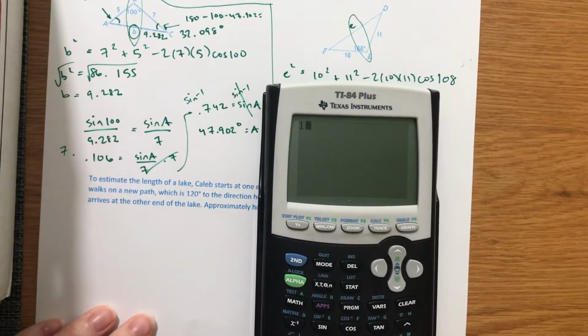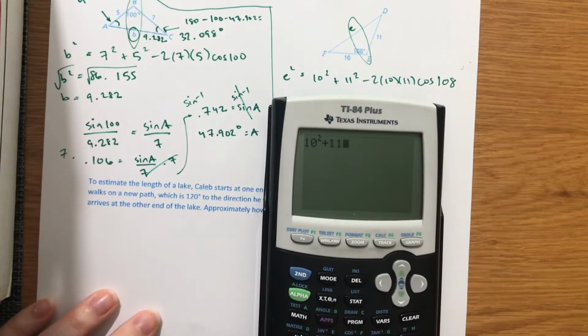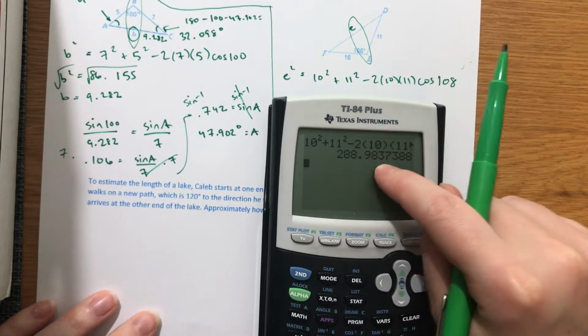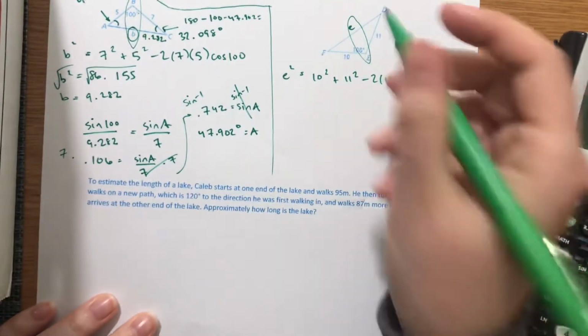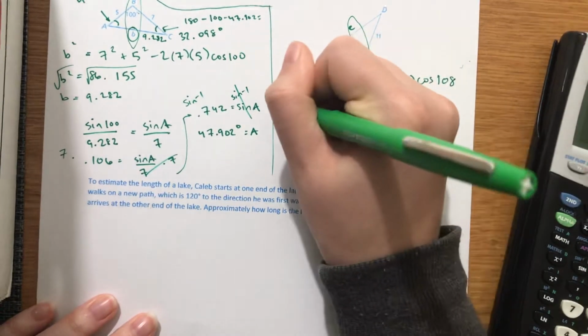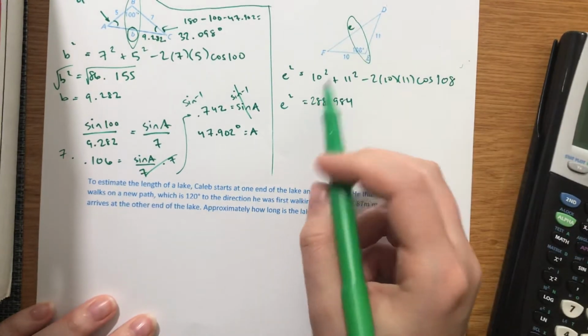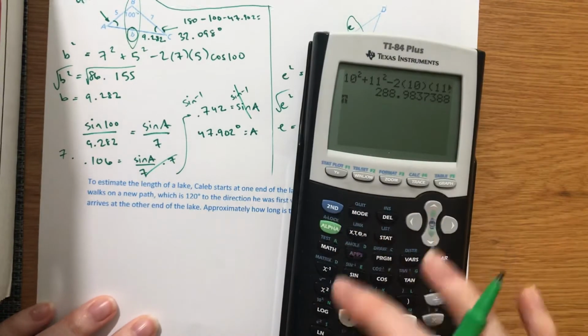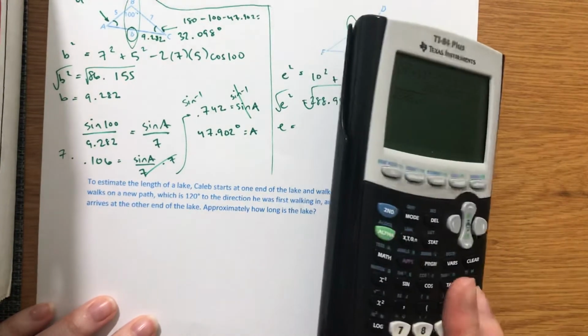So 10 squared plus 11 squared minus 2 times 10 times 11 times cosine of 108. That's 288.984. That's E squared. And so the last step to find the side length, take the square root of both sides. So E equals the square root of 288.984.